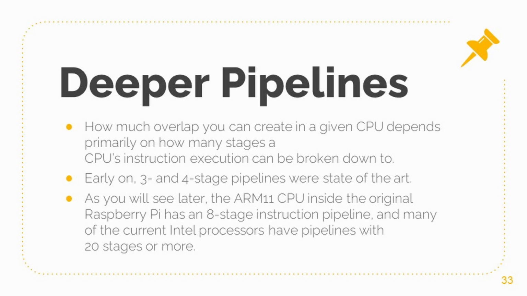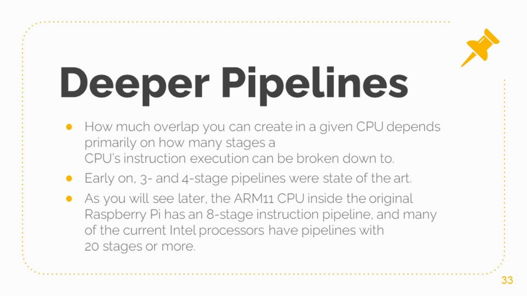The ARM11 CPU, found in the original Raspberry Pi, features an 8-stage instruction pipeline, which was considered relatively deep compared to earlier designs. This depth allowed for more overlap between instructions and contributed to the CPU's performance and efficiency. In contrast, many current Intel processors feature pipelines with 20 stages or more. These CPUs leverage even deeper pipelines to achieve higher levels of instruction-level parallelism and further optimize performance.